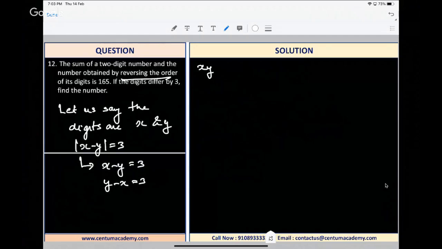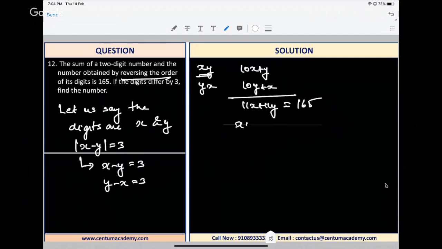And now let us say if my number was xy, then in actuality xy is just the position, it's not a multiplication of x and y. So the number will be nothing but 10x plus y. And then they're saying reverse this. So the reverse number will be yx, which will be nothing but 10y plus x. If you add both of them, that is 11x plus 11y, and they are saying the sum of the 2-digit number and the number obtained by reversing the order is 165. So you will get x plus y is equal to 15. Correct? x plus y is equal to 15.